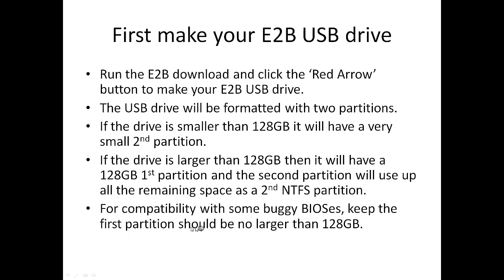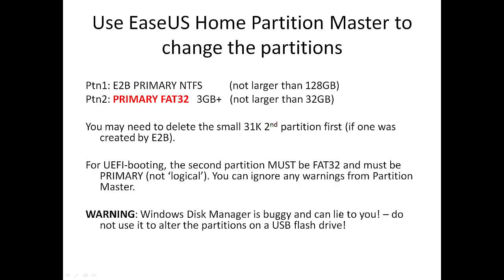For compatibility's sake, I suggest you keep the size to 128 gigabytes for the Easy2Boot partition, the first partition, and if you can, keep the second partition to within 128 gigabytes as well. This is in case of any MBR BIOS compatibility issues. So I suggest you use EaseUS Home Partition Master, which is free, to change the partitions on your E2B USB drive after you've made it.